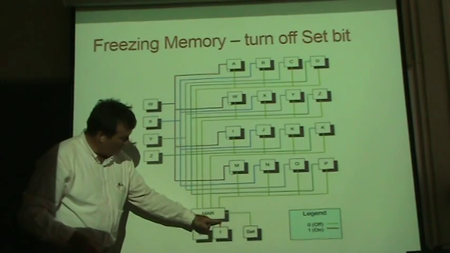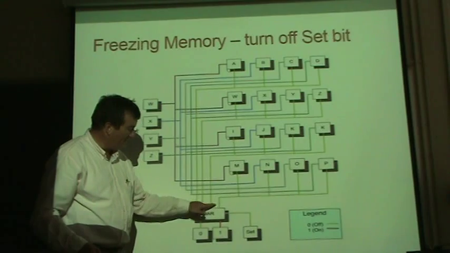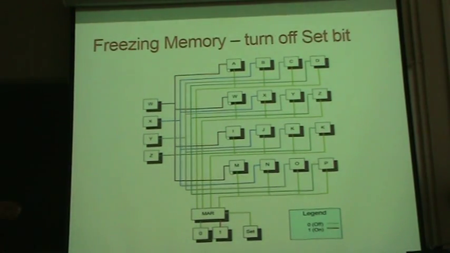the fact that this is a 1 doesn't matter because, like your homework assignment, this thing is going to dominate, it's going to shut off all 4 lines. And now all our memory is frozen.